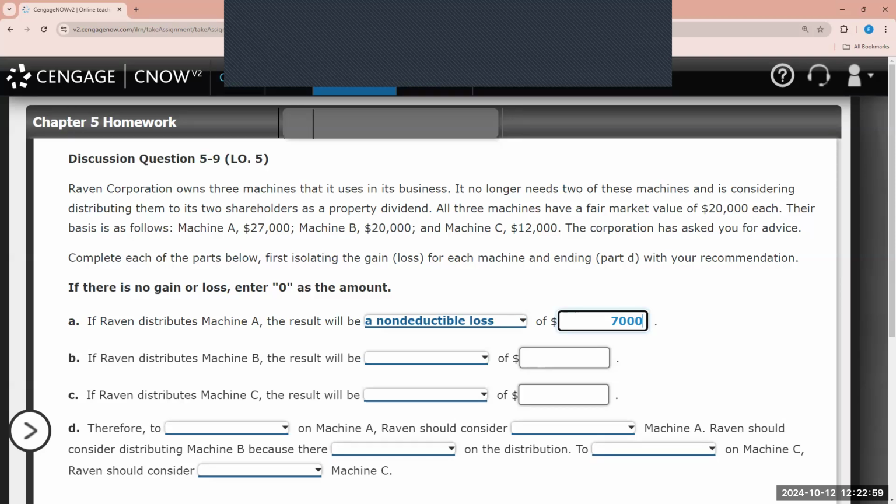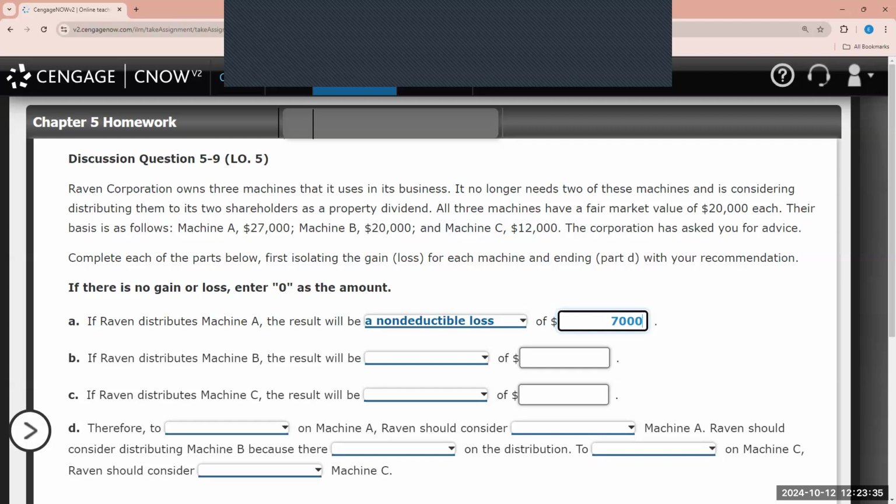So in such case, with corporations, when they distribute lost property, they are not allowed to claim the loss. So in such cases, it is better advised that the corporation first sell the lost property, and then from there, they essentially distribute the proceeds to the shareholders. So gains for appreciated properties are recognized. However, the distributing corporations do not recognize losses on the distribution of property.